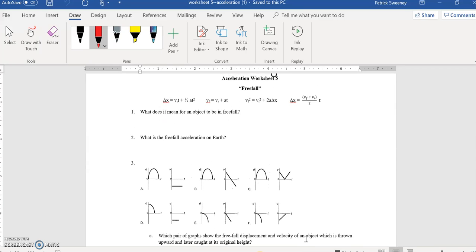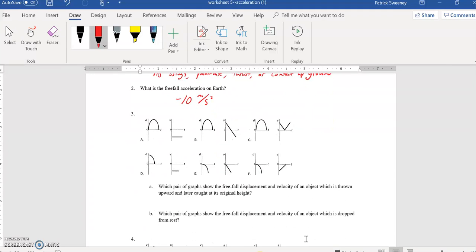Now last but not least, let's go over the answers to the first part of worksheet 5 real quickly. Number 1 says, what does it mean for an object to be in free fall? We talked about this yesterday. An object's in the air on Earth and it doesn't have wings, parachute, thrust, or contact with the ground. Number 2, what is free fall acceleration on Earth? We're going to approximate it to be negative 10 meters per second squared.